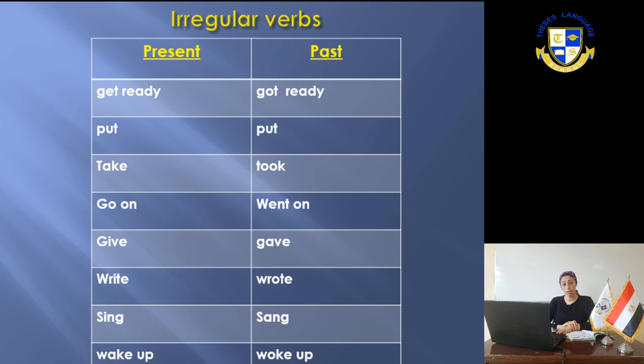Get ready, it's going to be got ready. Put, it's going to be put. Take, took. Go on, went on. Give, gave. Write, wrote. Sing, sang. Wake up, it's going to be woke up. Walk, of course, for walking, it's going to be walked. But wake up, it's going to be woke up.